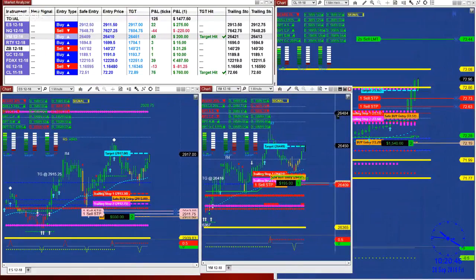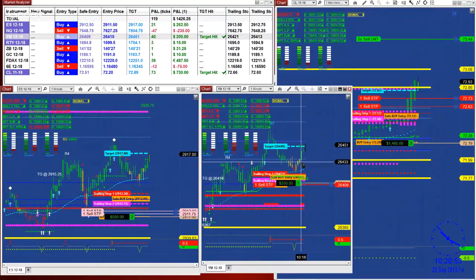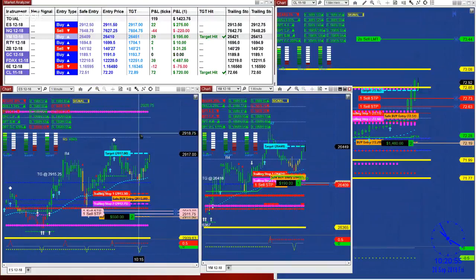Yeah, so we took one trade out, and if you notice, we got the pullback re-entry, exactly how it says, pullback re-entry.